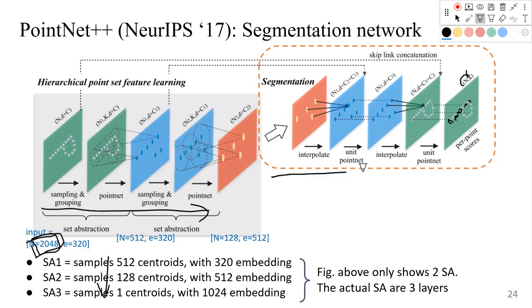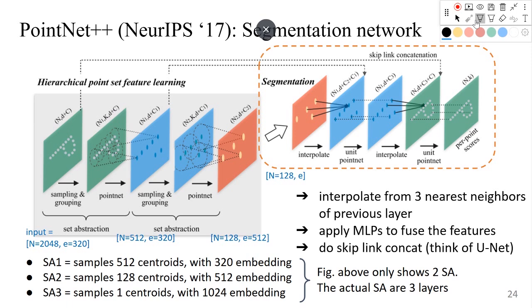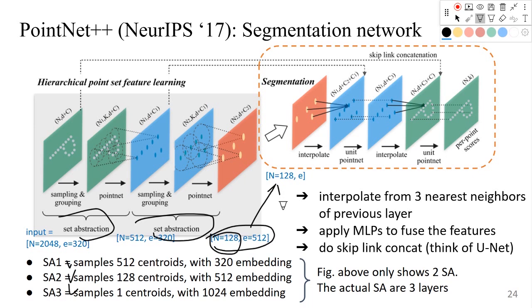Because of the hierarchical extraction, as we go deeper we have fewer centroids. We need to restore them back, so we need to do upsampling. To do the upsampling, in PointNet++ they do interpolation. This is the number of centroids we sample in the last layer. Again, we only show two SA layers, but in their paper they have three SA layers. Here we want to interpolate from this number of point features to this number of point features.